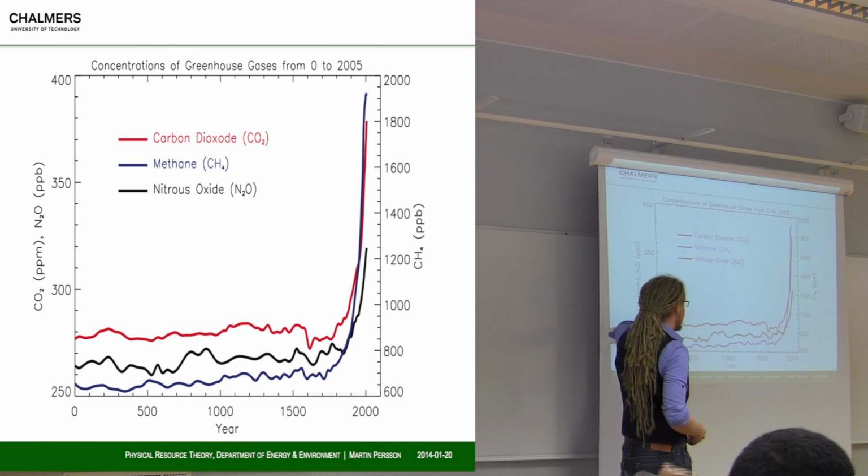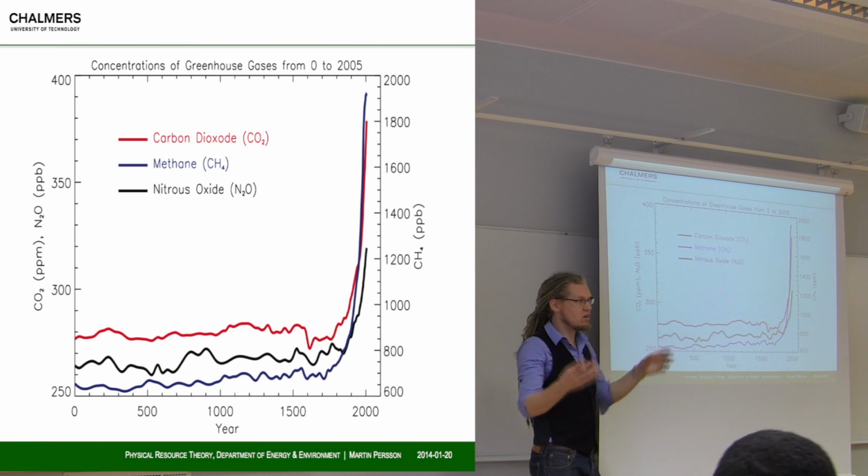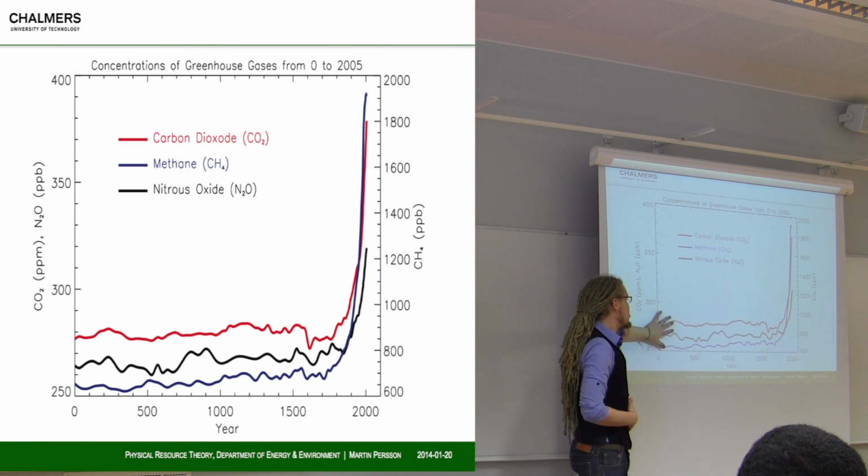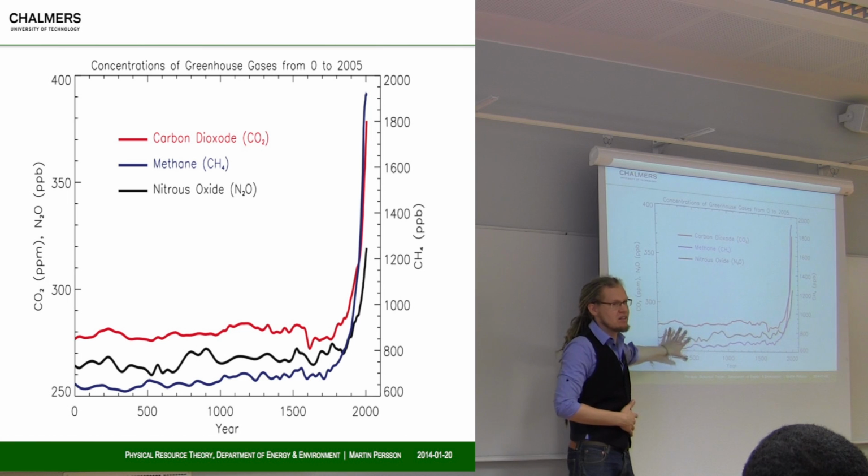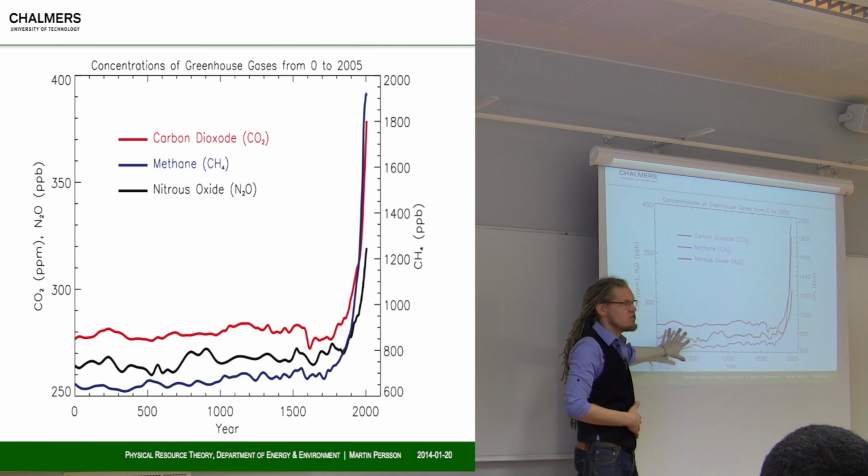So there is a difference in concentrations over Earth, but generally you talk about these as well-mixed greenhouse gases. So their concentrations are roughly the same all over the Earth, although there is a slight difference between the northern and southern hemisphere.